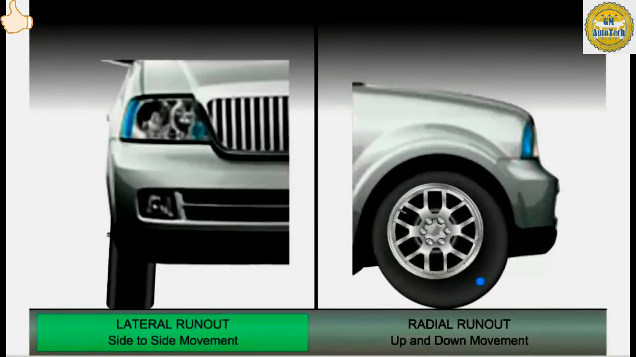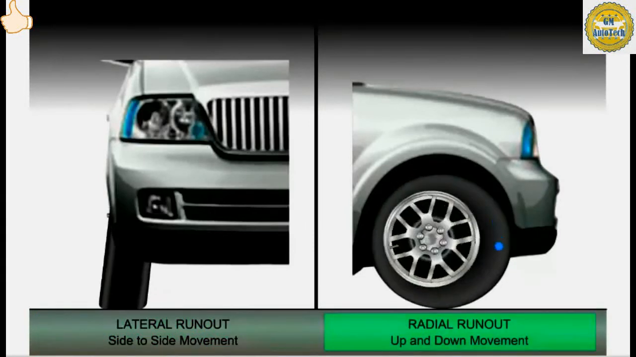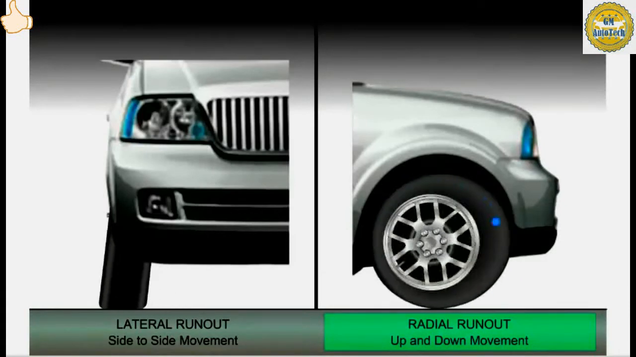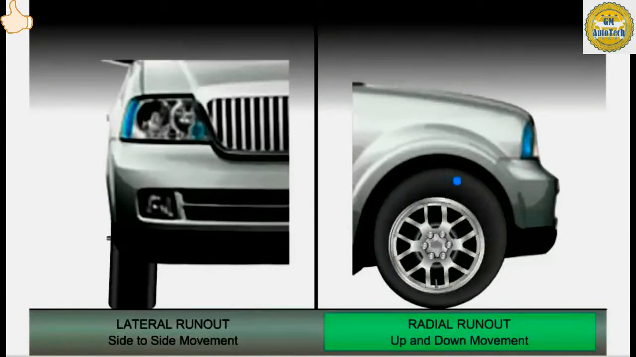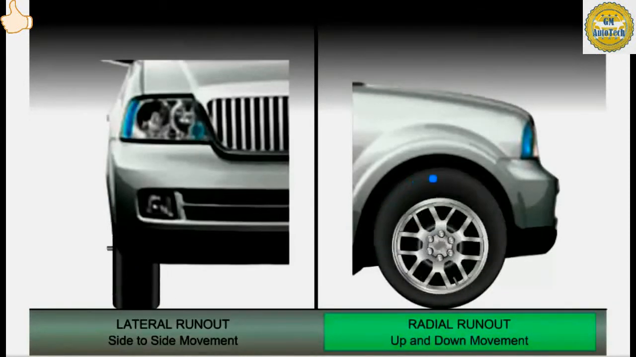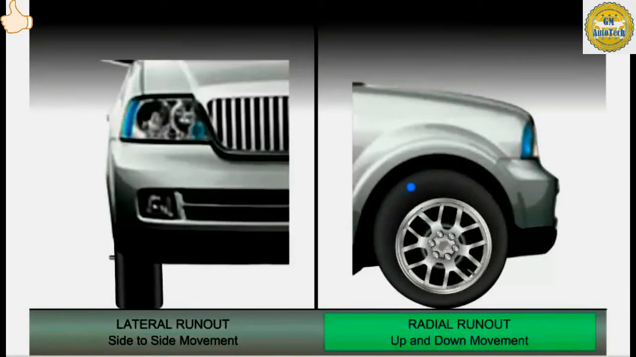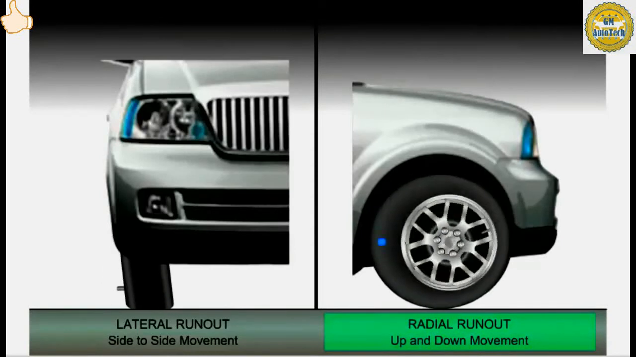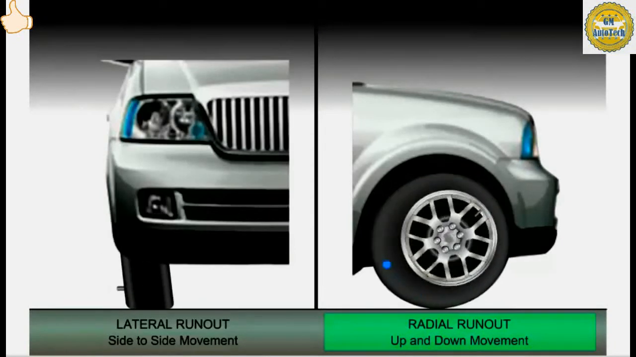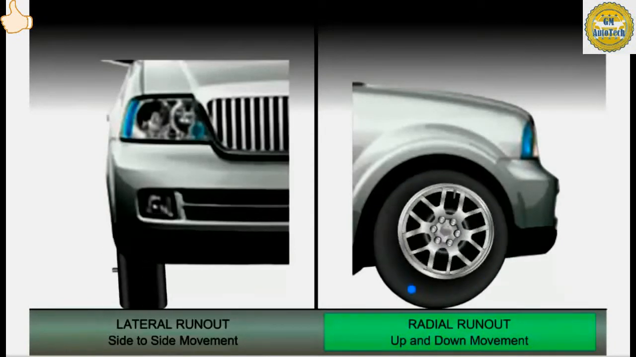This type of runout can be caused by a damaged wheel or tire. Radial runout is an up and down movement of the wheel and tire. The tire does not form a true circle. There is variation between the center of the wheel and tire assembly and the outer tread. It is also caused by a damaged wheel or tire. A tire and wheel with excessive runout will cause steering wheel and dashboard vibrations.